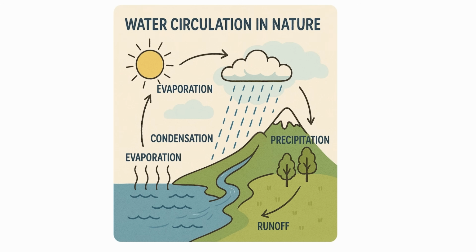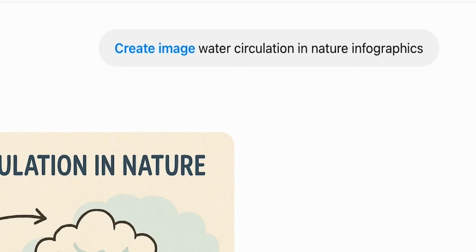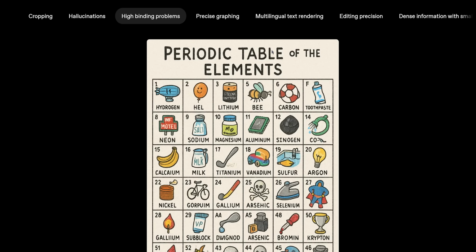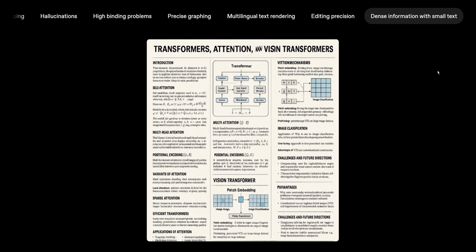ChatGPT can also generate simple infographics, and it won't create insanely detailed charts, but diagrams like a basic water cycle or a hierarchy of needs chart are well within its capabilities. The prompt can be as vague or as specific as you want. If you're feeling creative, give it a general idea and let it fill in the details. If you want more control, list out each element you need. It all depends on how much you trust ChatGPT to do the heavy lifting.